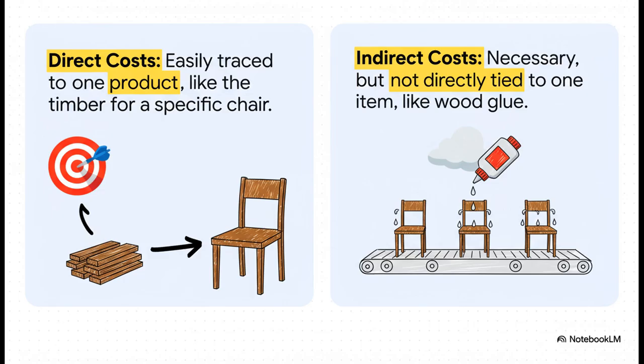A direct cost is something you can trace right to a single product, like the wood for one specific chair. An indirect cost, like the wood glue, is essential for making all the chairs, but you can't really measure how much you used on just one. Getting this difference right is absolutely key to pricing your stuff correctly.